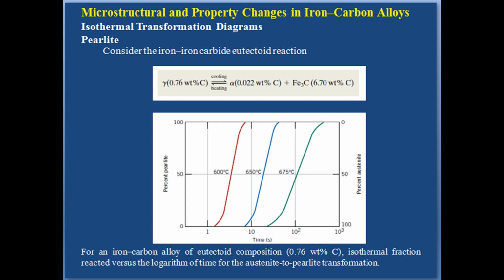The temperature dependence for an iron carbon alloy of eutectoid composition is indicated in the figure, which plots S-shaped curves of the percentage transformation versus the logarithm of time at three different temperatures. For each curve, data were collected after rapidly cooling a specimen composed of 100% austenite to the temperature indicated. That temperature was maintained constant throughout the course of the reaction.